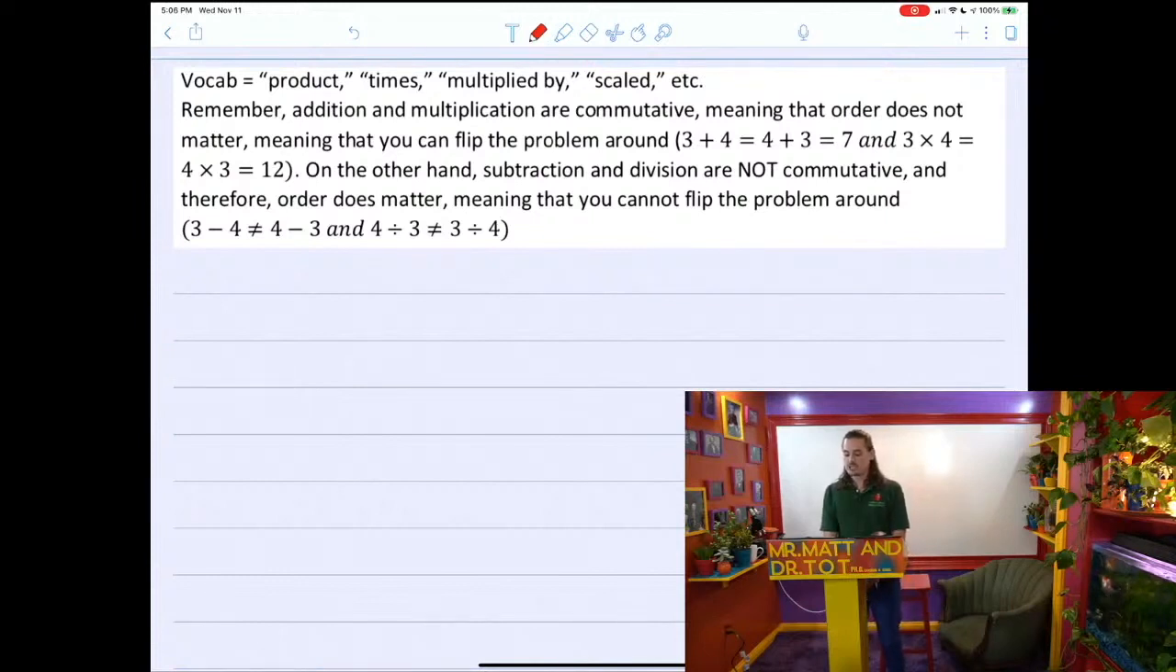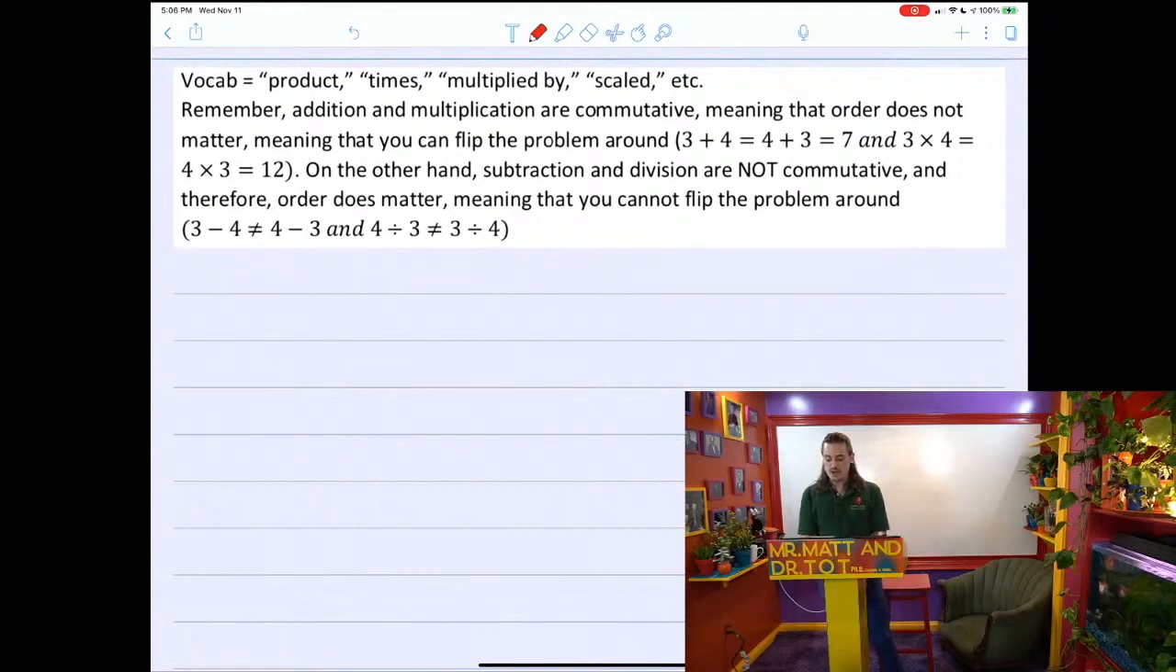Remember, addition and multiplication are commutative, meaning that the order does not matter, meaning that you can flip the problem around, like 3 plus 4 is equal to 4 plus 3, both of which are 7, or 3 times 4 is the same thing as 4 times 3, both of which are 12.